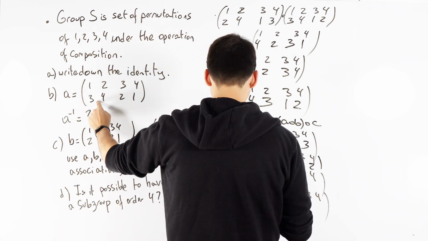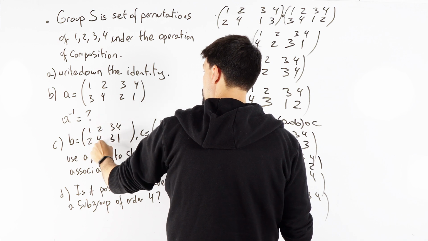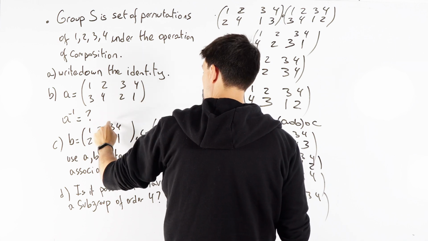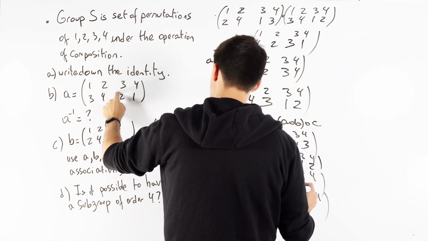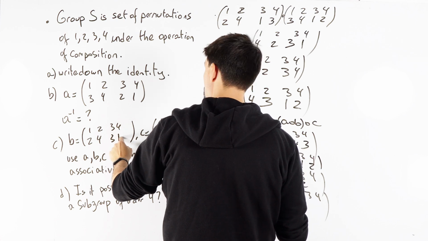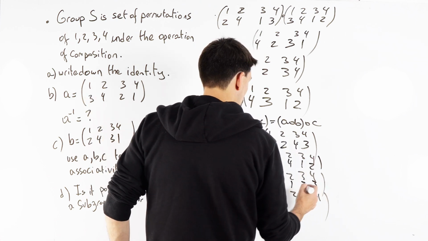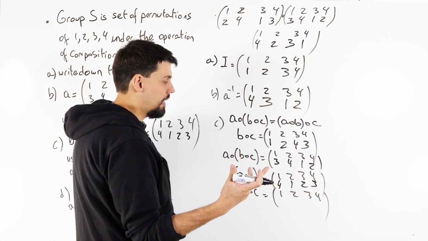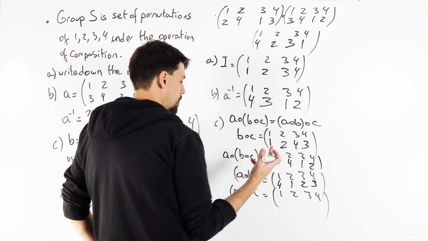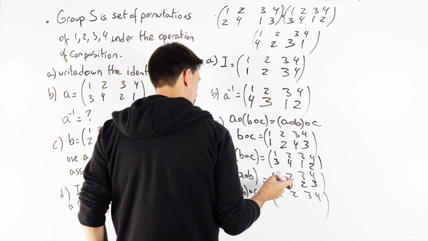So 1 goes to 2, 2 goes to 4. 2 goes to 4, 4 goes to 1. 3 goes to 3, 3 goes to 2. 4 goes to 1, 1 goes to 3. I know I get it right. Well, I hope I get it right if these numbers are no repeats. That's how I knew I was mucking up earlier.